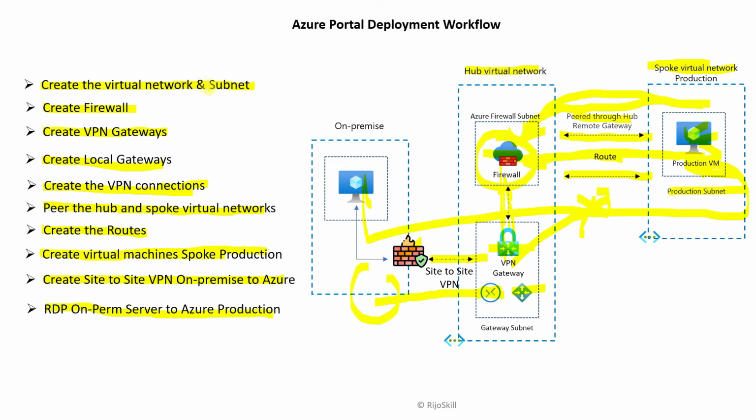Now we have completed all our steps: creating the firewall, creating the VPN gateway, local gateway, creating the VPN connection, peering the hub and spoke virtual networks, and all connections. We also did the RDP to the Azure production VM. So now you understand how to create the Azure Firewall traffic, and how site to site VPN traffic passes through our Azure Firewall. I think you understand this topic.